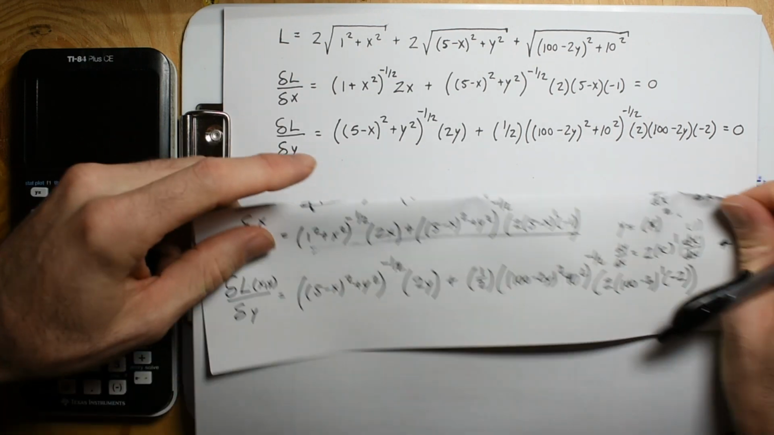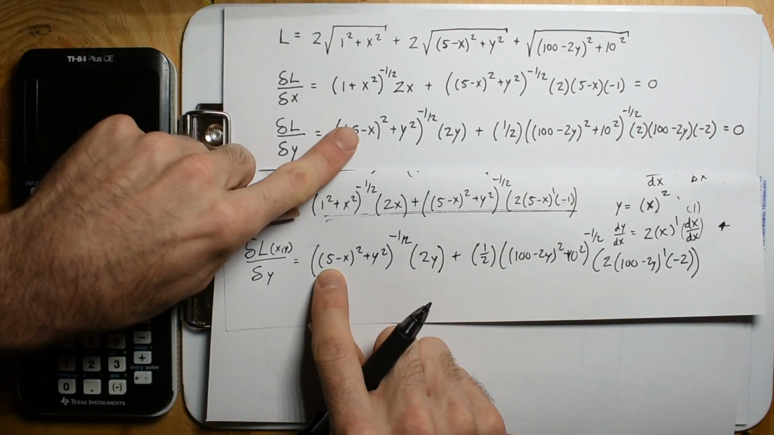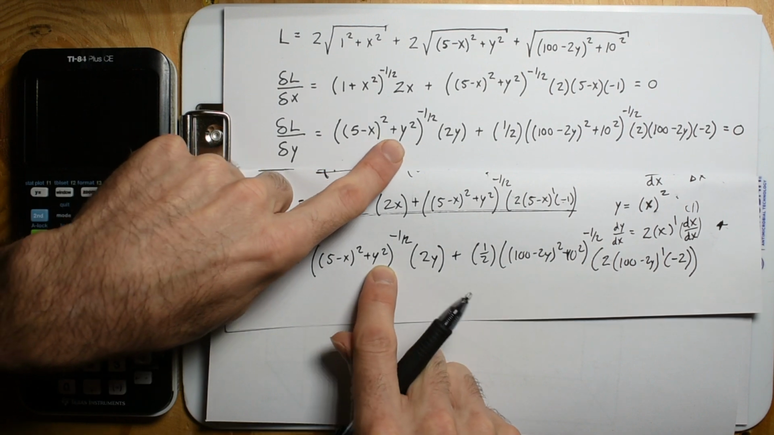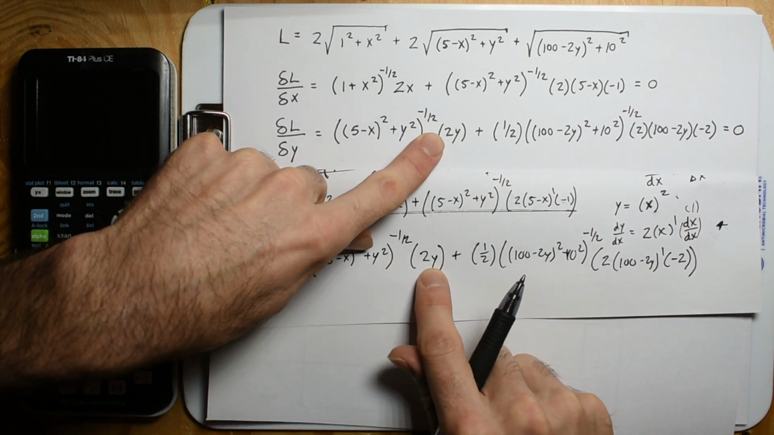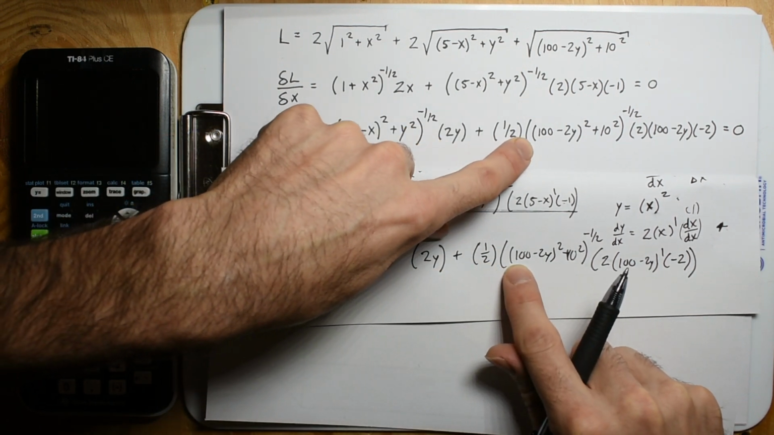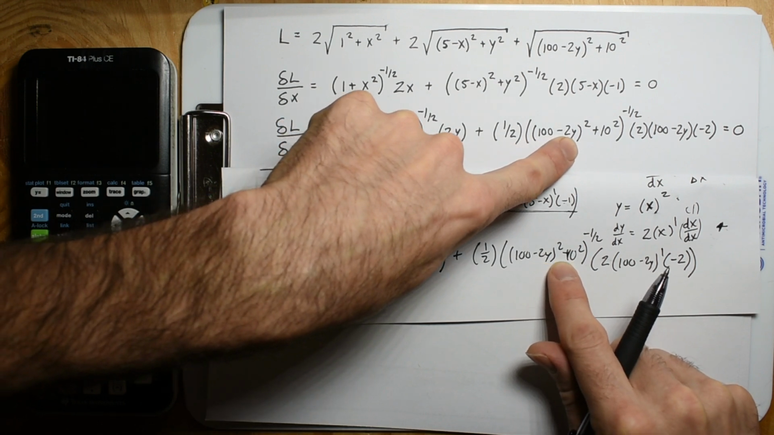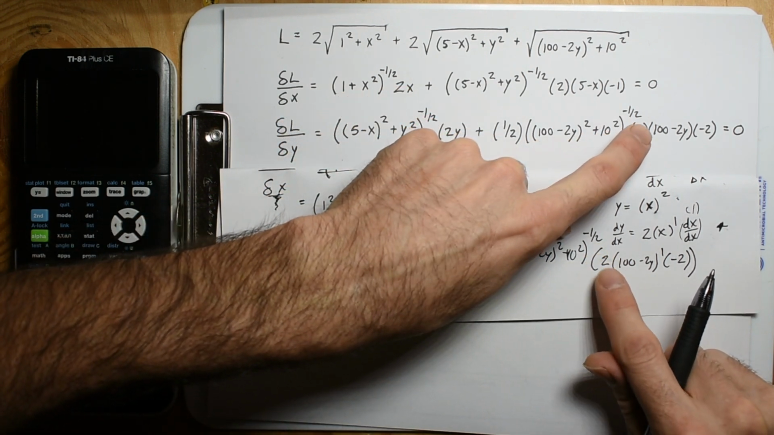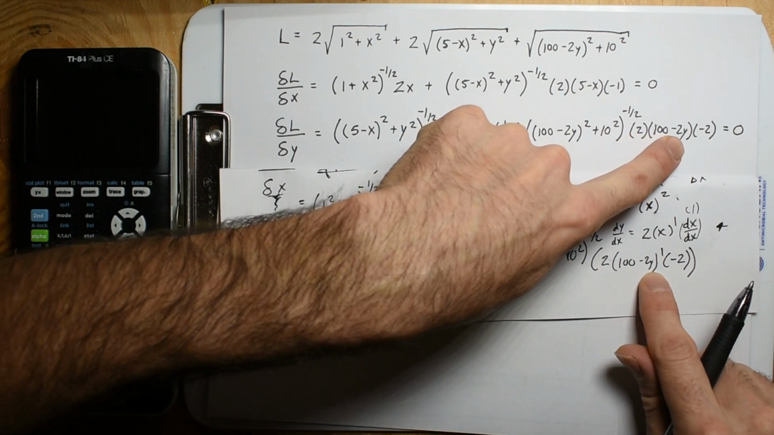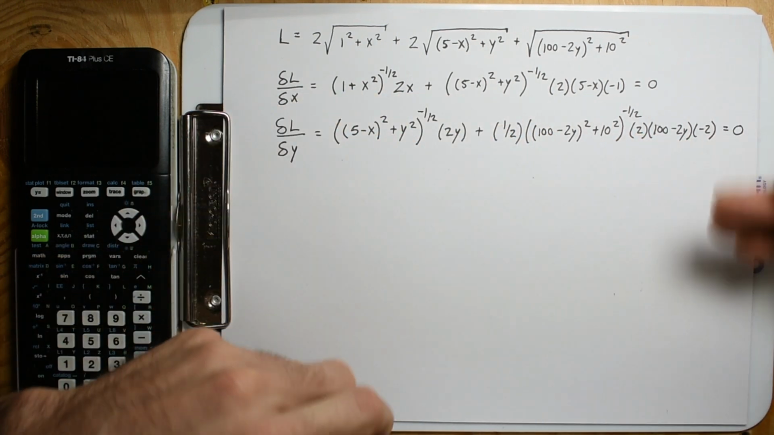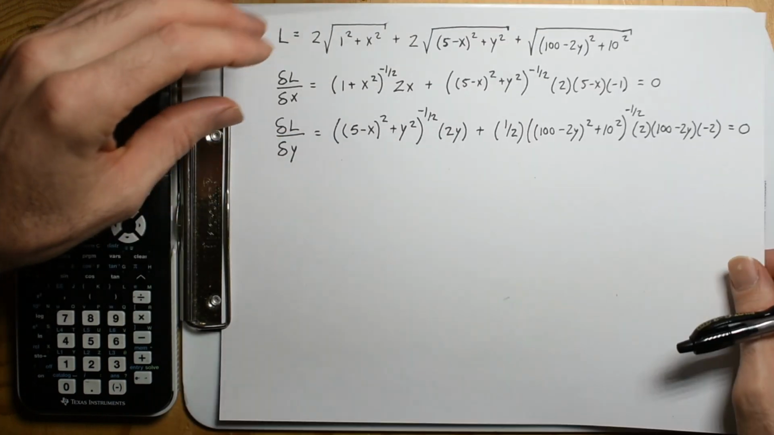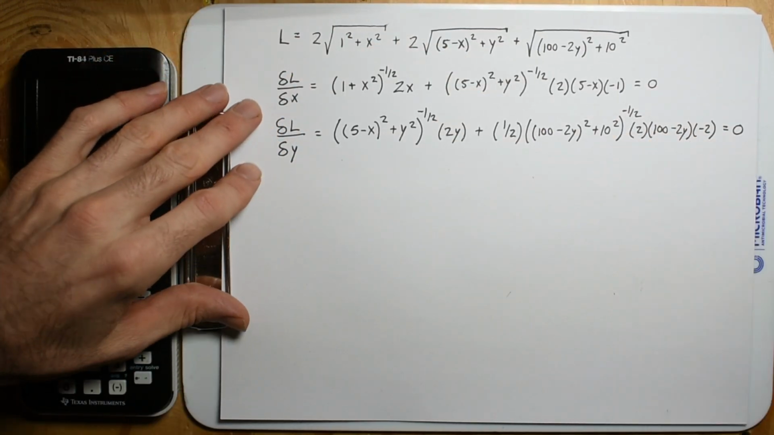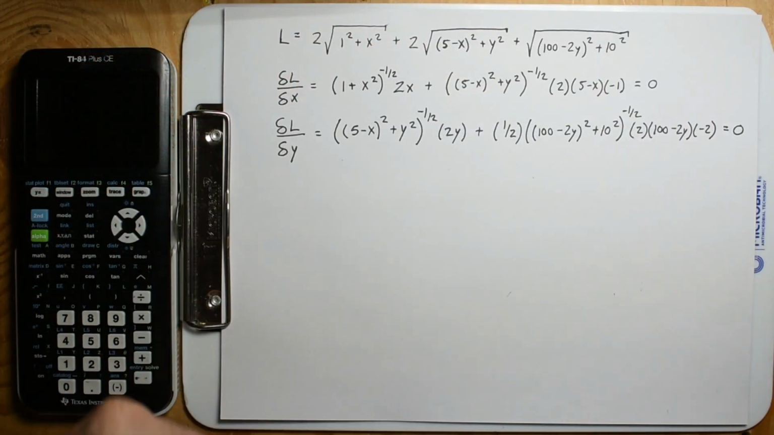Alright, so the second one is 5 minus x squared plus y squared, all of that to the negative half, 2y, plus 1/2. We have 100 minus 2y squared plus 10 squared. All that to the negative half. Okay, we have 2 multiplied by 10 minus 2y times negative 2. Alright, so we're good to go there, and I got printouts of this. So this is kind of where we start to do our problem.